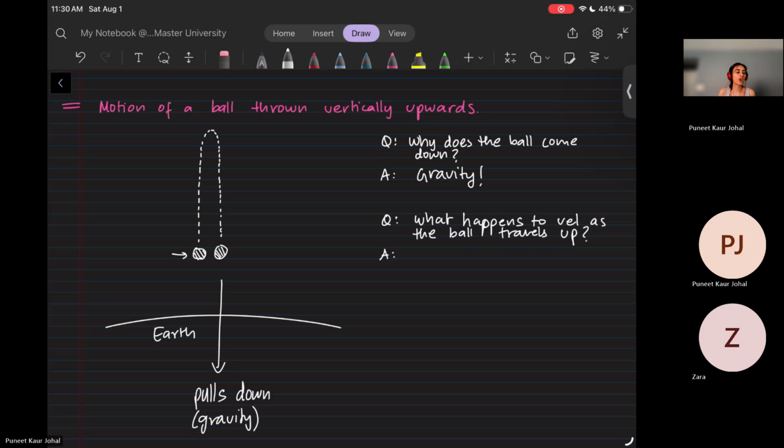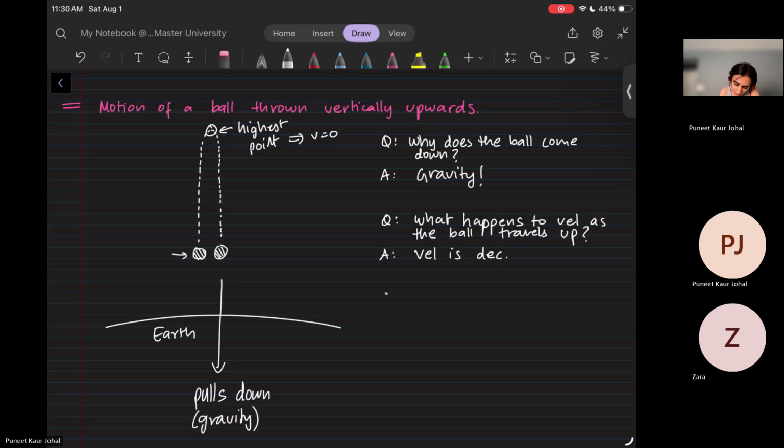So you throw it with a lot of energy and force, and it goes up, but then it stops and then starts coming down, right? At the highest point here, what would happen? The velocity actually goes to zero. It stops momentarily and then starts traveling down. So velocity is decreasing.